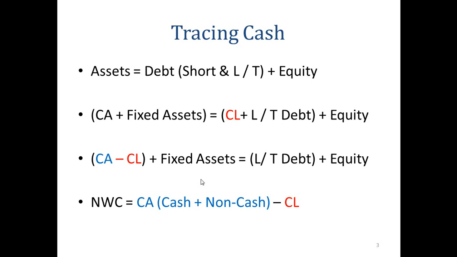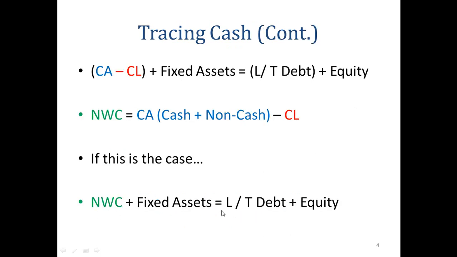So that should be pretty apparent. Now remember, from the previous chapter, net working capital is current assets minus current liabilities. Current assets includes cash and non-cash items. We'll get into that later, what exactly is a non-cash item, but current assets are cash and non-cash items, like accounts receivable, inventory, etc. All current assets. So we know that equation. Let's move to the next.